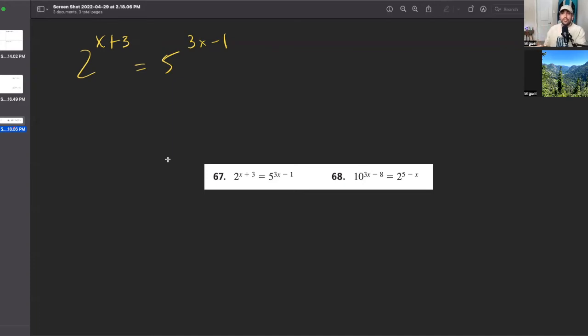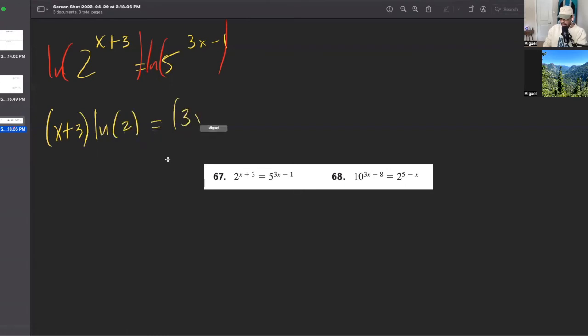And unfortunately, although this looks very similar to the first slide, we can't change the bases so that they're the same. So what we have to do is continue using that natural log and taking the natural log of both sides. And we're going to have to bring the exponents out in the front. So I have x plus 3 natural log of 2 equals 3x minus 1 natural log of 5.